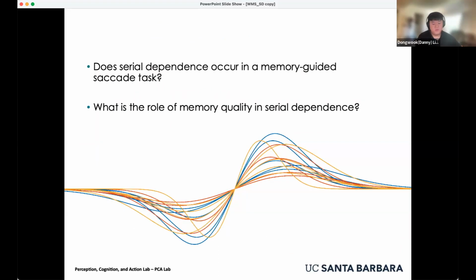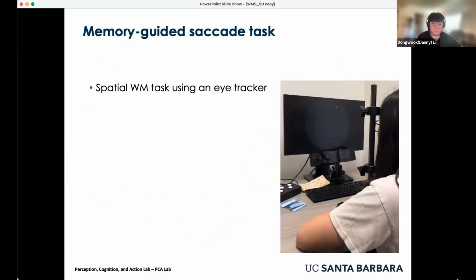In our study, we aim to answer two main questions. Does attractive serial dependence occur in a memory-guided saccade task? And what is the role of memory quality in serial dependence? Throughout this presentation, I will provide you with the answers to these questions, building a comprehensive understanding of this phenomenon. So let's begin by discussing the memory-guided saccade task we employ for our research.